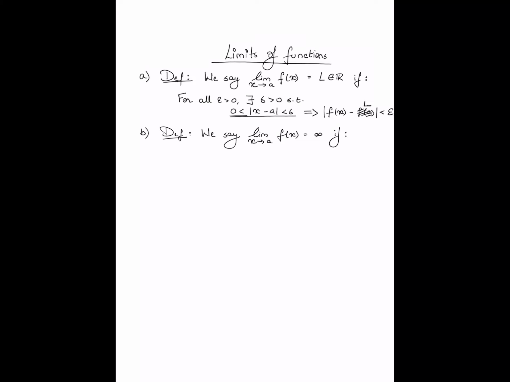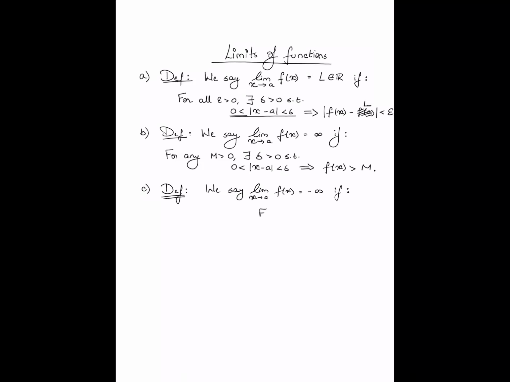Now, what is this supposed to capture? This is supposed to capture the fact that as the argument of the function approaches a, the function value basically grows unboundedly, right? Naturally, you would say that for any m greater than 0, there exists a delta greater than 0 such that 0 less than mod x minus a less than delta implies that f of x is larger than m. Okay, so this would be the definition for the limit as x tends to a of f of x equals infinity. There is of course going to be an analogous definition for minus infinity, and I leave this for you to fill in.